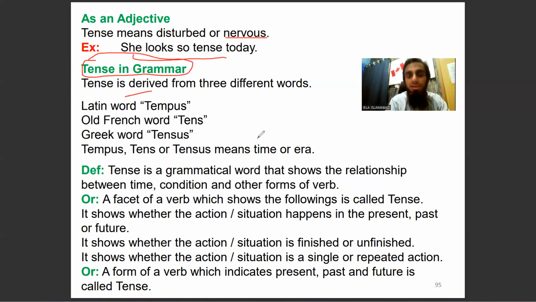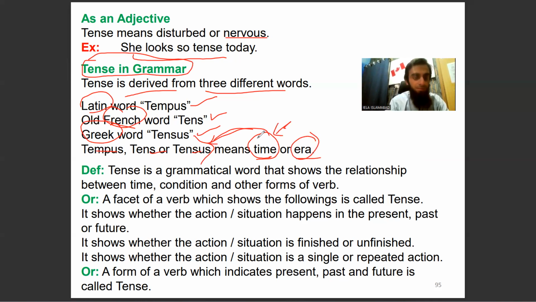In grammar, tense is derived from three different words. Number one, tempus. Number two, tense. Number three, tenses. One is a Latin word, one is French, one is Greek. Tempus, tense, tenses. All of them mean time. The meaning of all of these is time and era. Are you understanding? Yes, good.